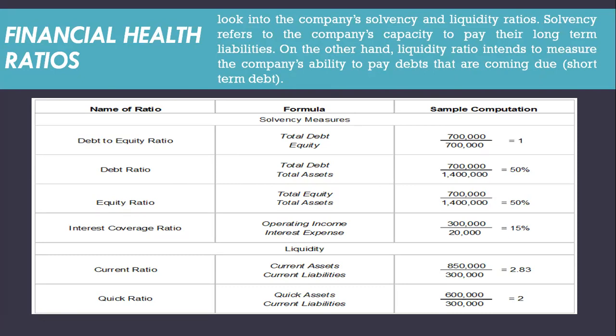So ito po yung under financial health ratio: debt to equity ratio, debt ratio, equity ratio, interest coverage ratio, current ratio, and quick ratio. So ito po yung formula. Solvency measures: total debt over equity. Nawala yung linya niya. So over po yan ha, over equity.